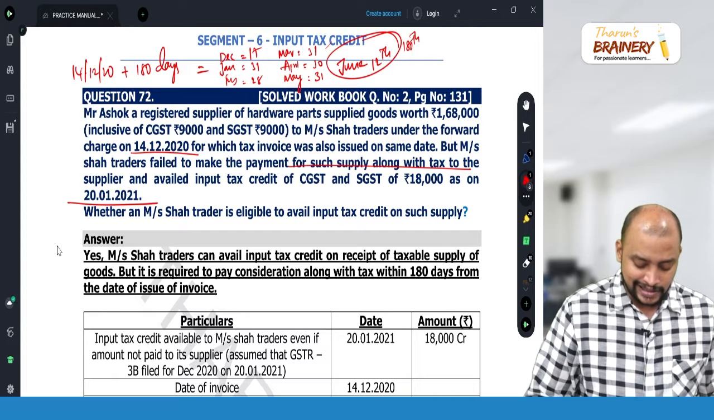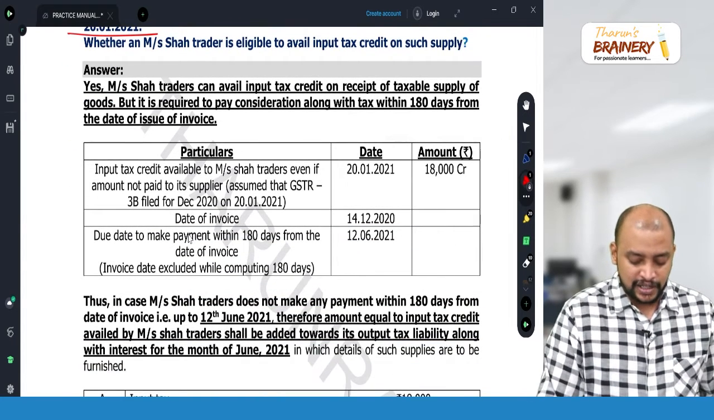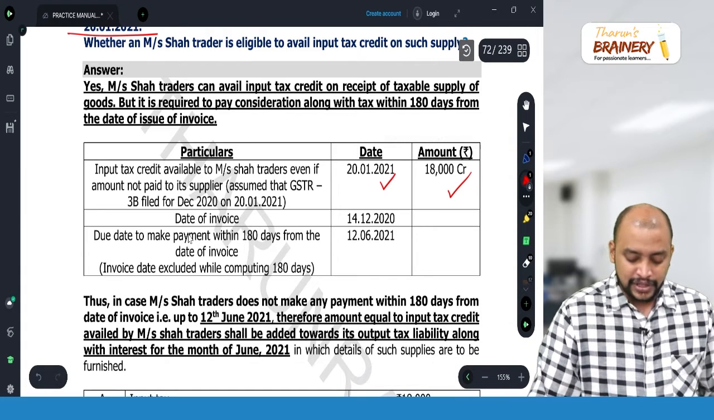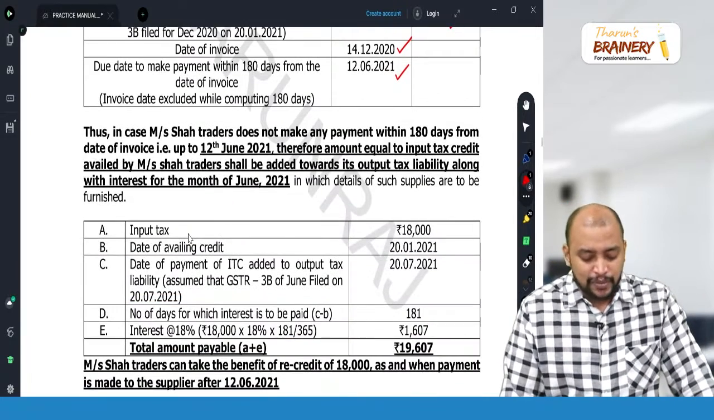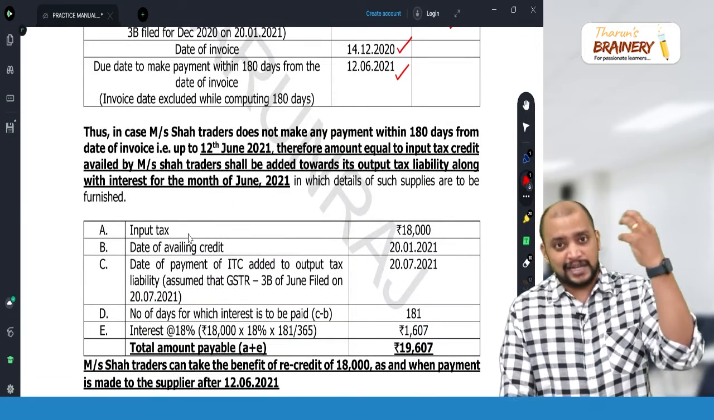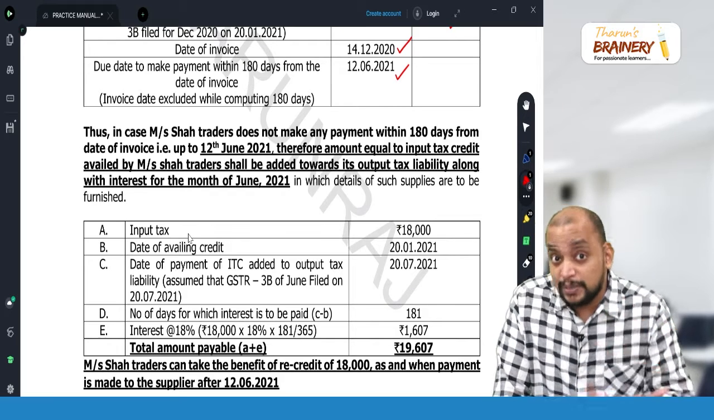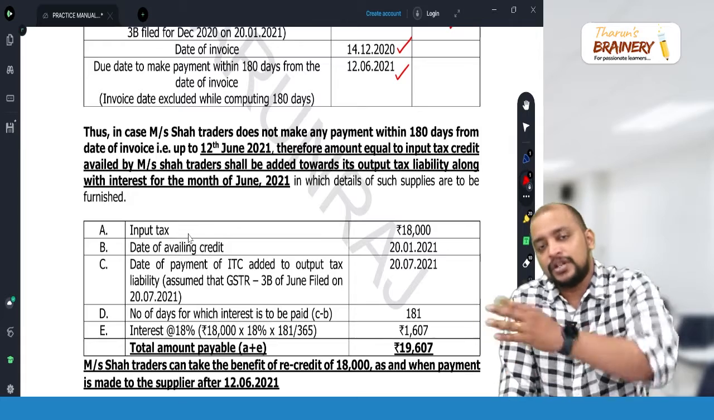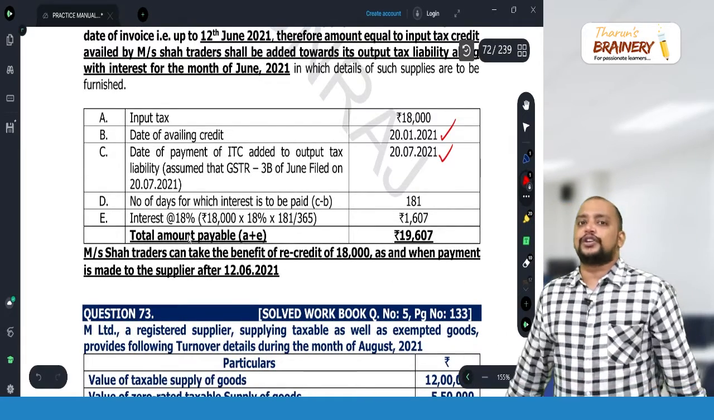So you can see this. Input tax credit, first on which date will we avail? The credit is input tax credit 18,000. The date of invoice is 14/12 and June 12th is the 180th day. If the payment is not made by the 180th day, so much of the ITC availed will be reversed. In which month will it be reversed? June month, when we file 3B for June. When will we file 3B for June? 20th July. So for this period we need to compute the interest.